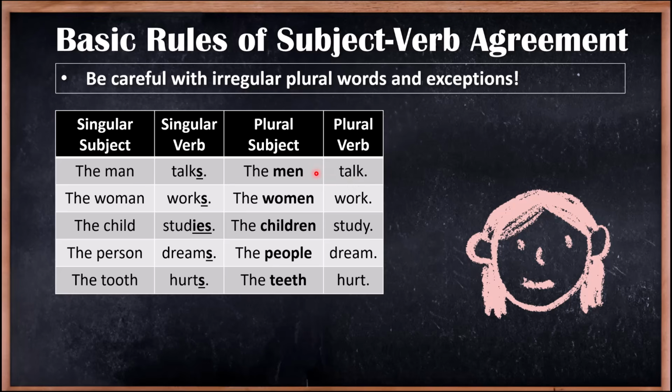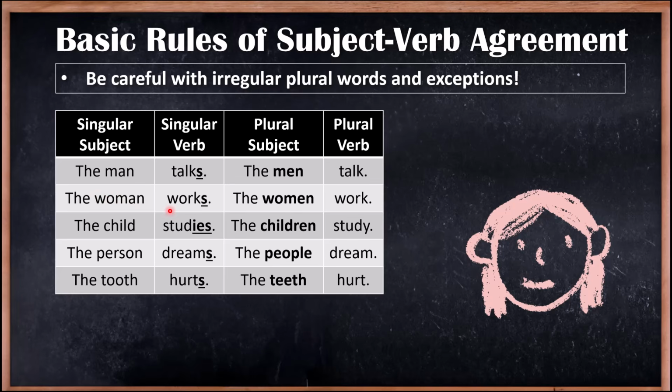And this can sometimes confuse people because usually we use the plural verb after a subject that ends in S. So remember to be careful with irregular plural words. Even though this is a plural subject, it doesn't end in S because it's irregular. But the verb is still plural because it is a plural subject.